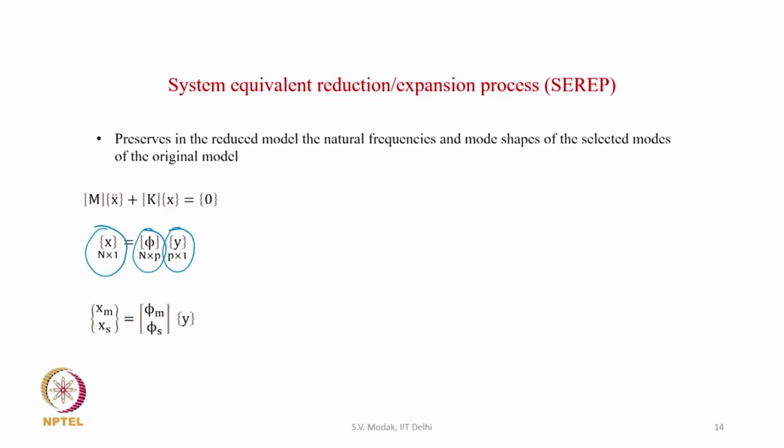Now, again we partition this vector x into two parts, the vector of master DOFs and vector of slave DOFs, and the eigenvector matrix is also partitioned accordingly into phi m and phi s. And now we can write down the equation for only the master degrees of freedom. That is x m is equal to phi m into y. Here a is the number of master degrees of freedom. Now you can see it is a system of linear equations.